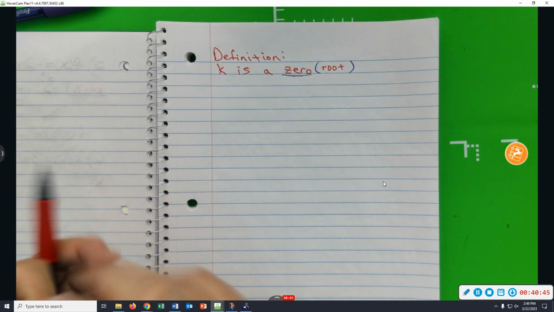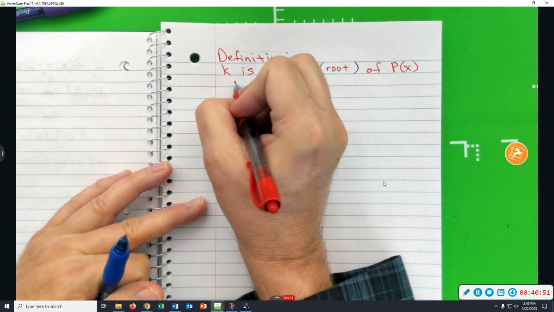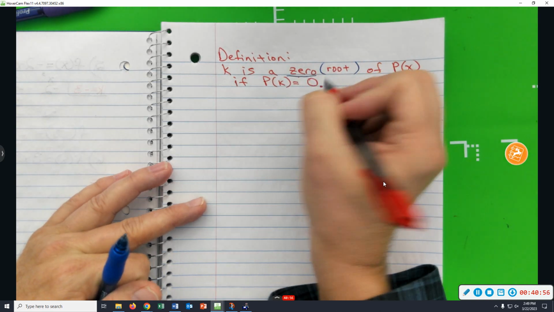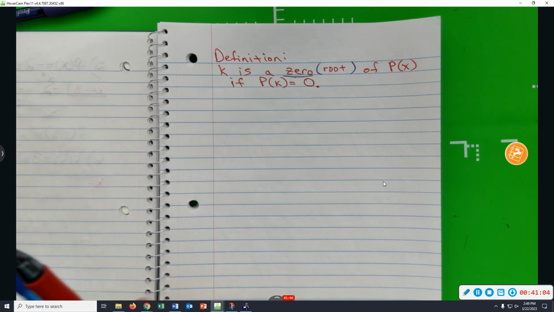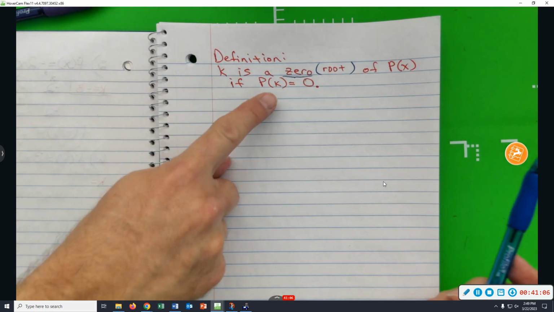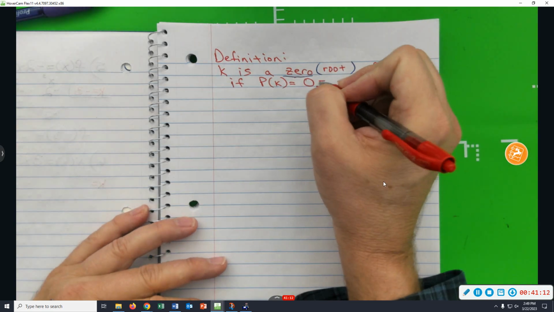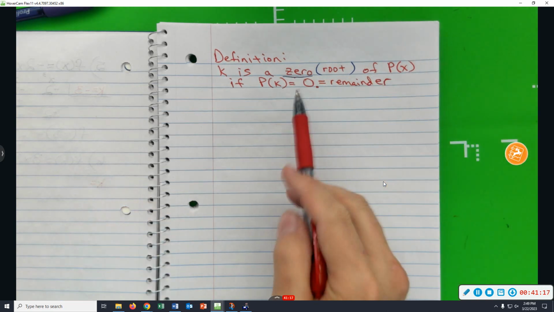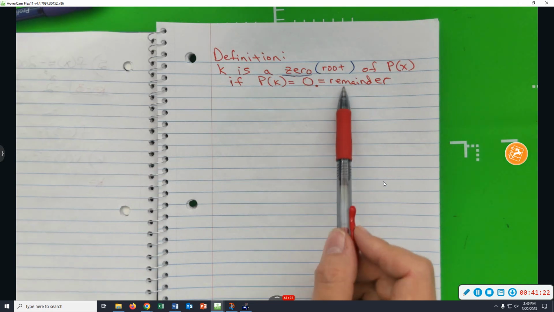K is a 0 of the polynomial function p of x if p of k is equal to 0. So if you can plug the number in and it makes the function equal 0, then you say that number is a 0. And we also know that p of k can also be found as the remainder, so I would say equals remainder. You're right, that's good thinking. If you used the remainder of the synthetic division, then the remainder would be 0. Because remember, p of k is given by the remainder.